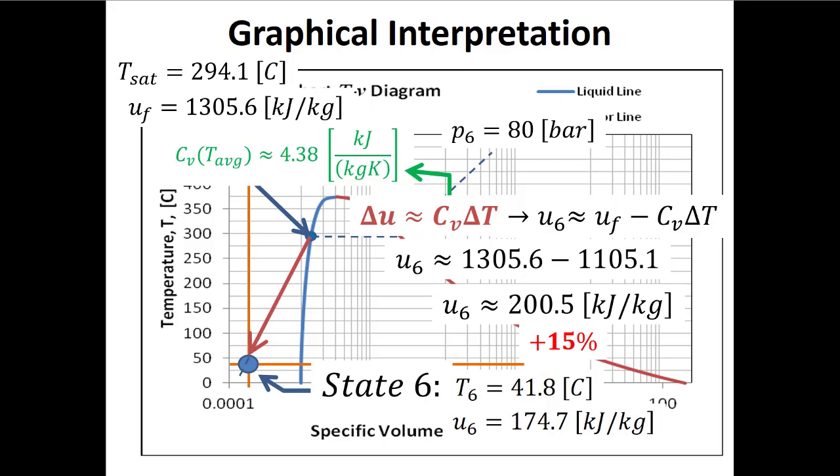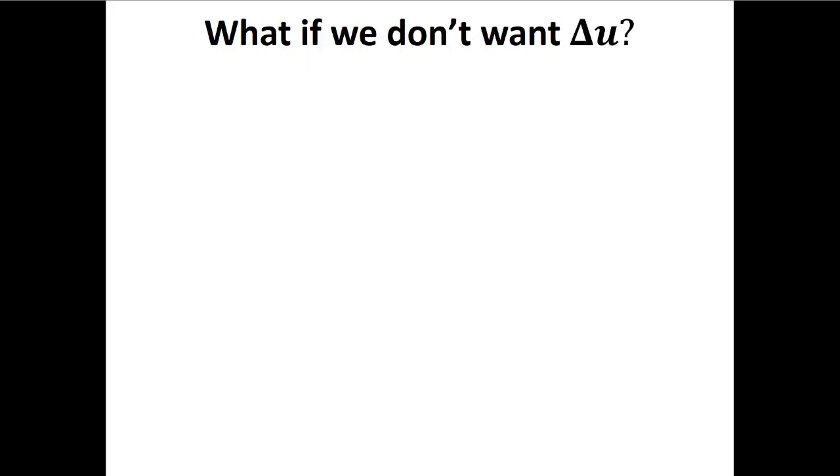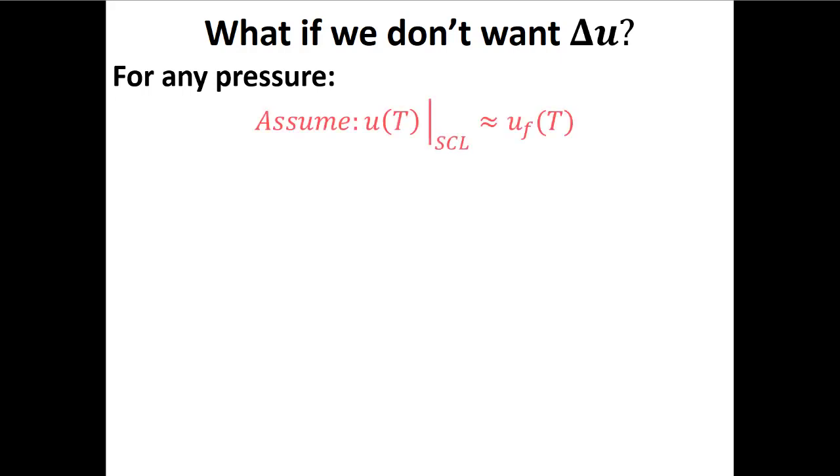It's not the right answer, but the answer from any kind of model is not the right answer, because every time you make an assumption, you take a step away from the real answer. Right? But maybe you're looking at this and you're saying, well, 15%, it's not the worst. But maybe there's a way we can do even better than this. So what if we don't want delta U? What if I just want U? Is there a way that I can get an approximate value for the specific internal energy if it's a liquid and I know the temperature?